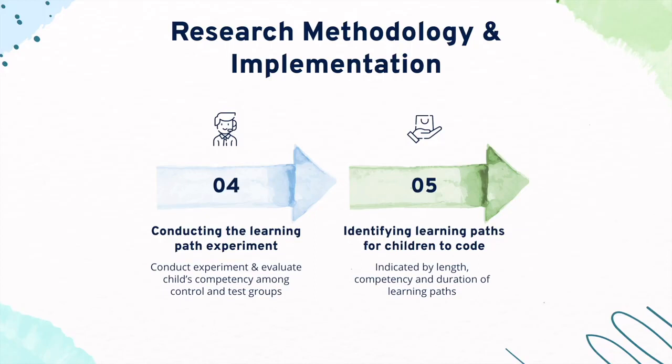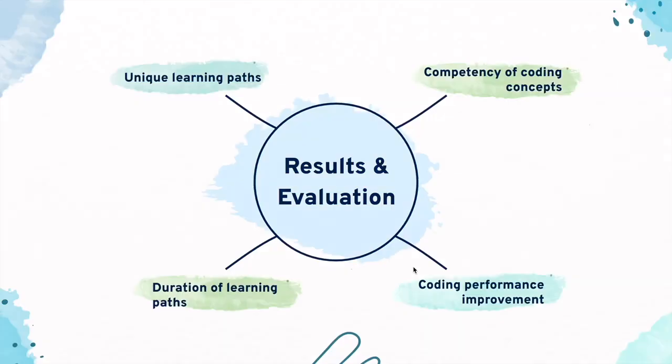So the fifth phase is to identify learning paths for children to code. So this learning path is applicable for the test group, which is unique with a unique learning path as they undergo a personalized learning. So the learning paths is indicated by length, competency, as well as duration of the learning paths of children. So now I'd like to discuss on the results and evaluation.